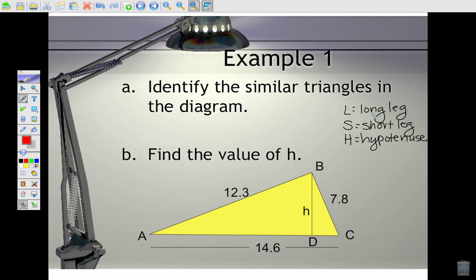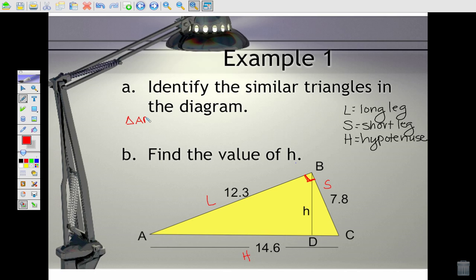All right, so let's look at an example. You can see over here that I've labeled L long leg, S short leg, and capital H hypotenuse. So I'm going to go through and I'm going to label those three pieces for all three triangles. So if I'm looking at the large ABC triangle, the AB side is the long leg. The BC side, because this is our right angle up here, so BC is our short leg. And down here on the bottom from A to C is the hypotenuse.